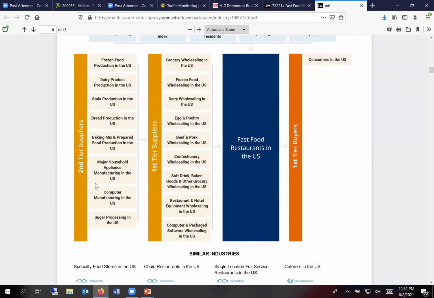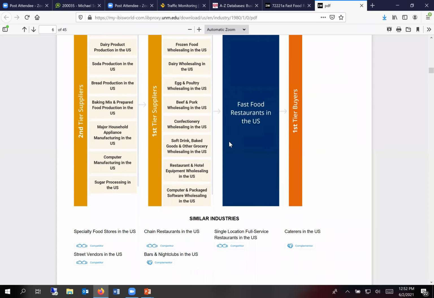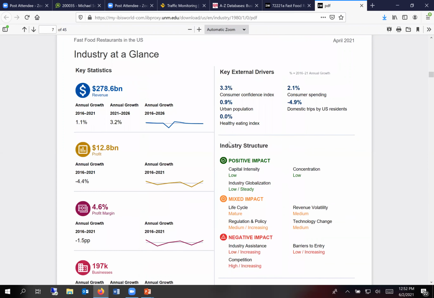It tells you who your first and second tier suppliers are, and these suppliers are usually who you would assume supplies the restaurant. And then your buyers. So if I was a business to business, maybe I manufacture something, paper mill, I would probably serve wholesalers and then consumers in the US. So I'd have a first and second tier buyer. Restaurants serve consumers in the United States. It gives you the industry at a glance.